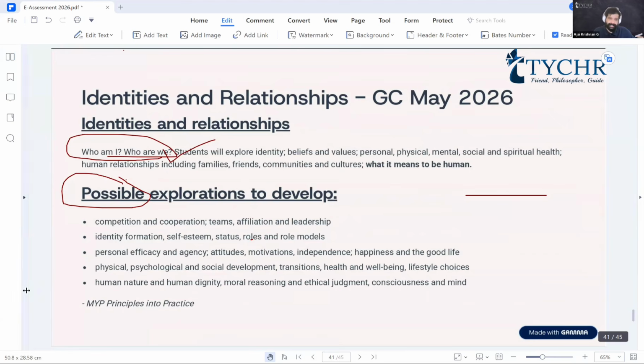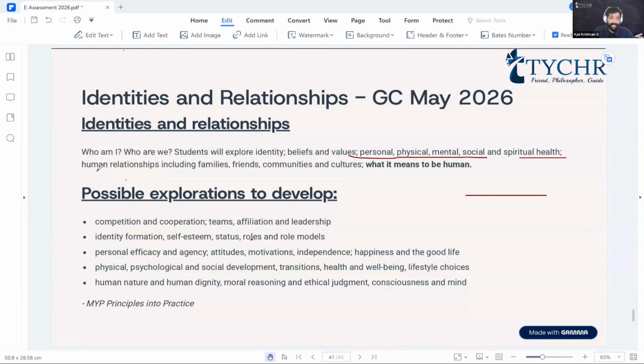But make sure that you're prepared to answer a question which is going to come based on the specific global issue. So this is taken from MYP Principles of Practice. As you know, the global issue of identities and relationships includes a lot of categories of personal, physical, mental, social, and spiritual health, and also human relationships, including families, friends, communities, and culture, or what it means to be human. So you can get a question around these lines. It is a bit broad, so whatever comes under this could be a question that you might get in the exam. So be prepared to answer the question based on the specific global context.